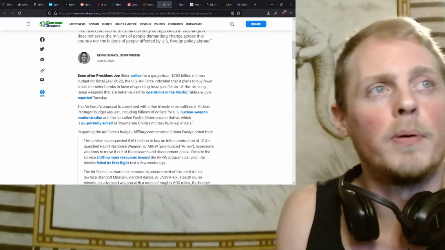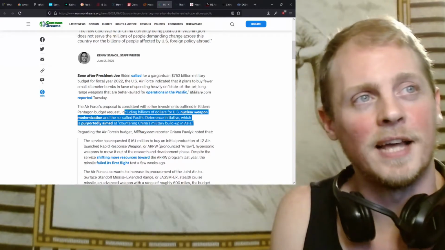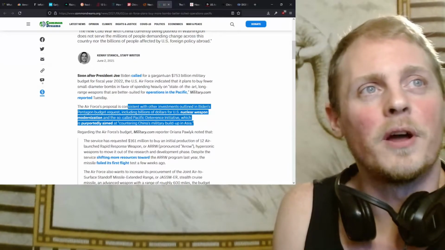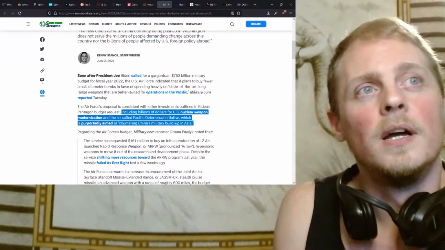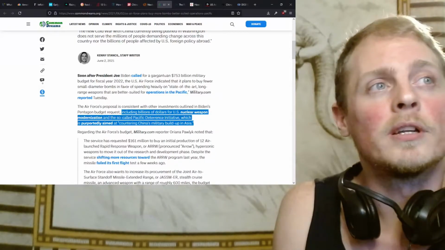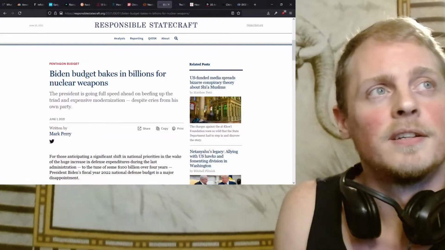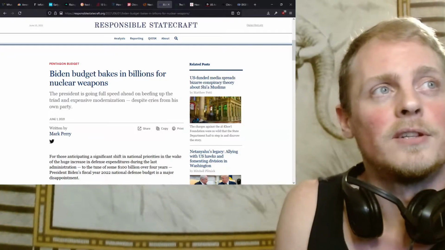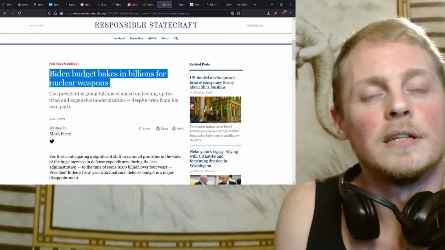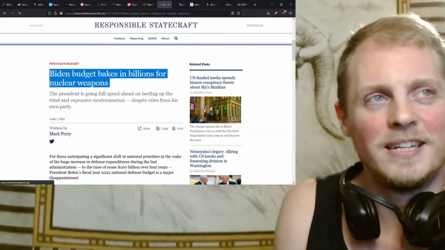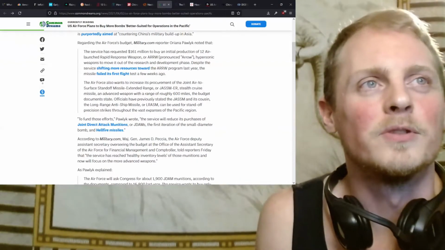The Air Force's proposal is consistent with other investments outlined in Biden's Pentagon budget request, including billions of dollars for U.S. nuclear weapon modernization. So Biden's budget backs billions for nuclear weapons. There's no dismantling going on here. The chance of nuclear war is just increasing by the day. So keep that in mind.